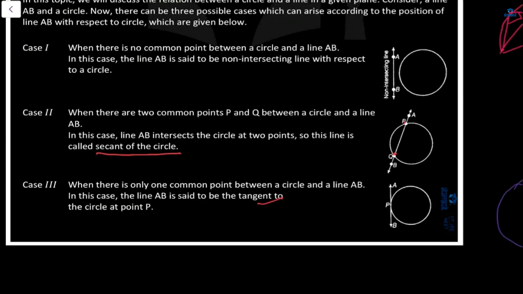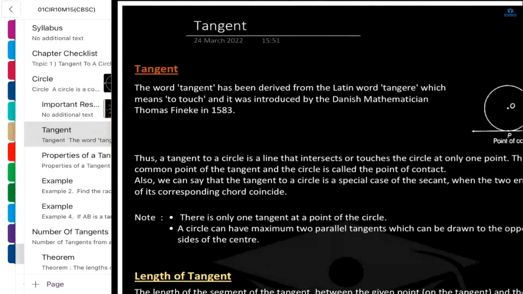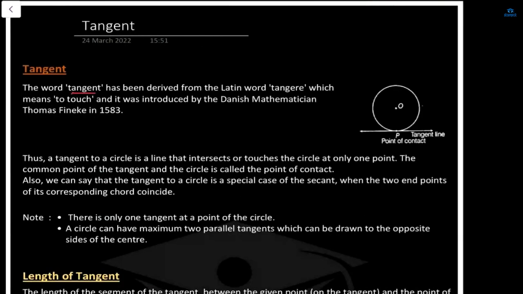Tangent means only touch. The line that touches the circle at a single point is called the tangent. I have written a definition here: a tangent to a circle is a line that intersects or touches the circle at only one point. The common point of the tangent and the circle is called the point of contact, the point where the circle and the line meet.